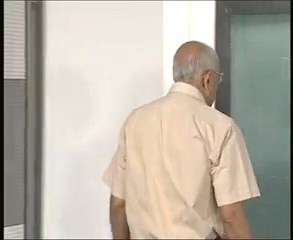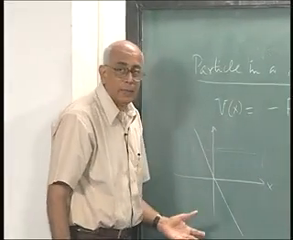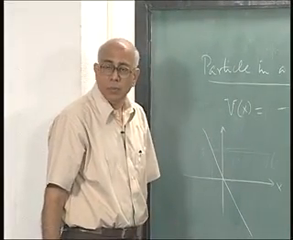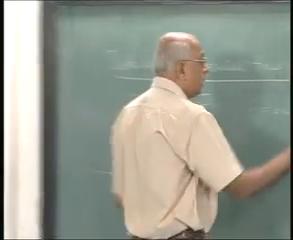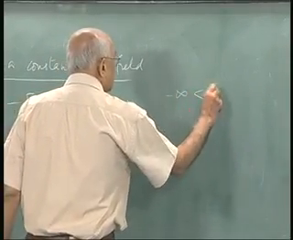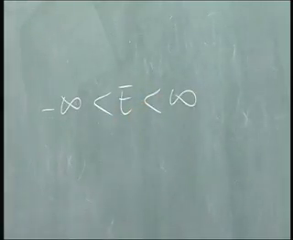Now quantum mechanically, what do you expect? What kind of energy values can you see? E must run from minus infinity to infinity, minus infinity less than E less than infinity, and there are no bound states. There is no confining potential. So there are no bound states in this problem, and the solution is not normalizable, but what kind of wave would it be is the question.